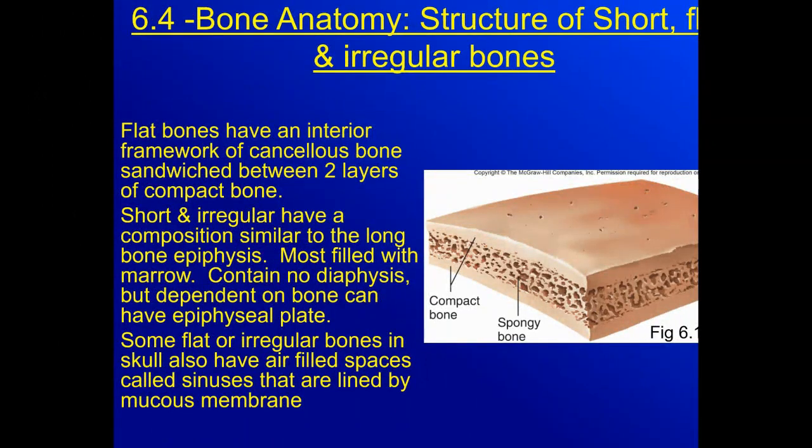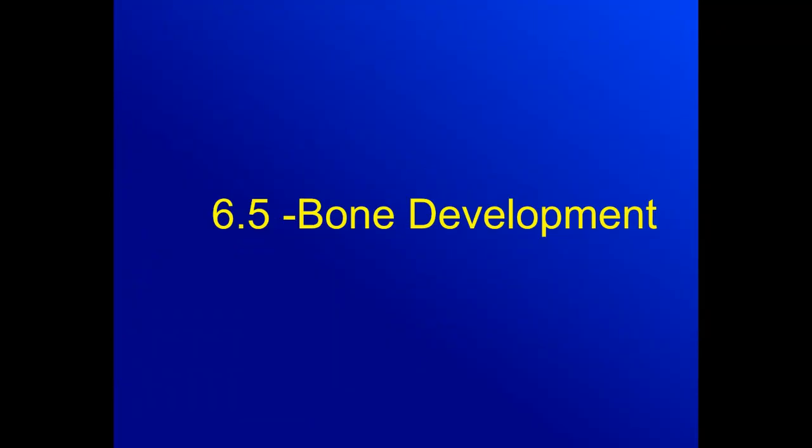Now, flat and irregular bones. Flat bones kind of look like a sandwich with the two pieces of bread out here, and the filling being spongy bone. Short and irregular bones kind of look like an M&M. They've got hard compact bone along the outside, the shell, and then they've got spongy bone dead center, the chocolate. One of the things with them is they don't contain a diaphysis, they don't have a shaft, and they don't have an epiphyseal plate. They don't have a growth plate. Some flat and irregular bones in the skull also have air-filled cavities called sinuses, and I'm sure if you've got allergies like I do right now, you know exactly what sinuses are.